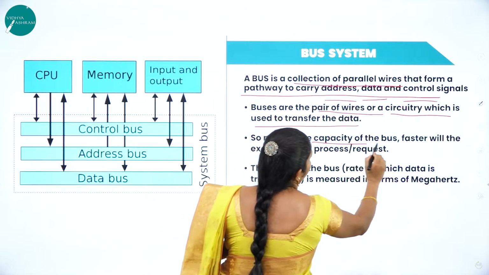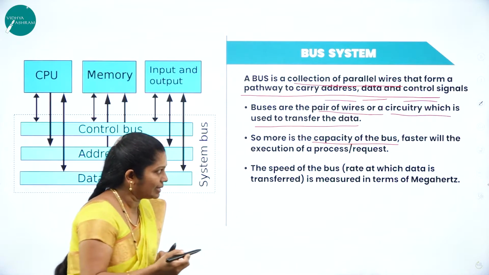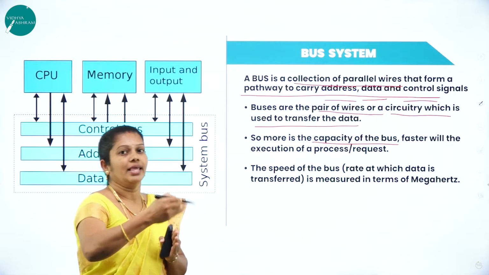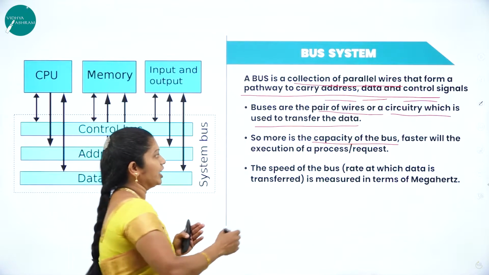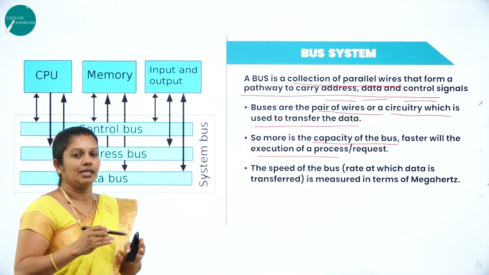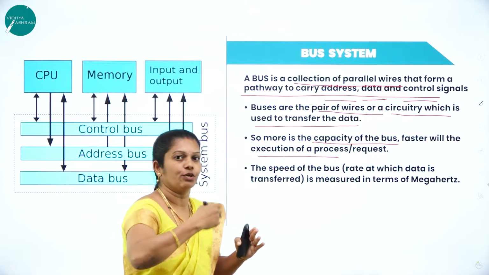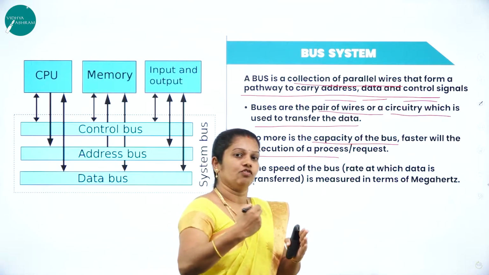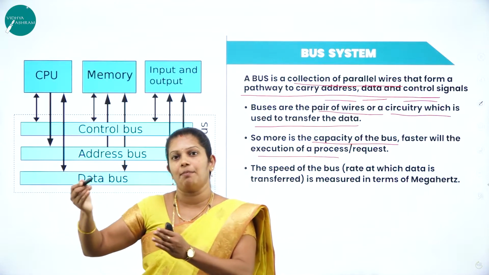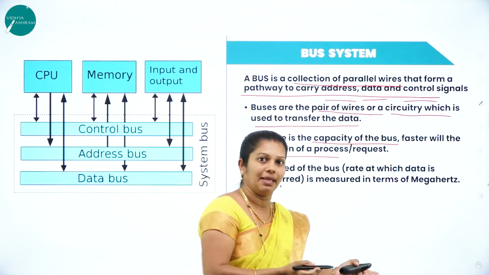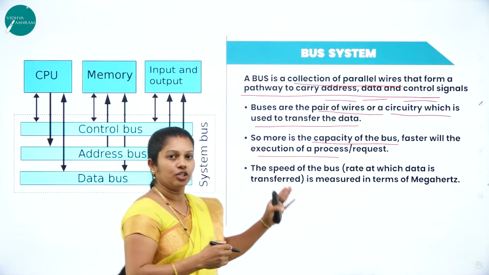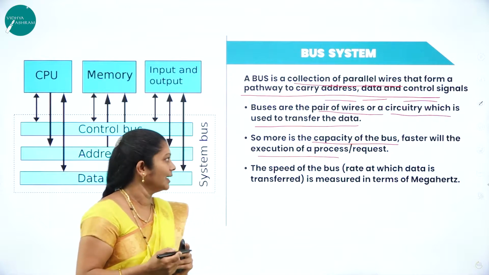It is the capacity of the bus. Depending upon the capacity, if the capacity of the bus is more, then obviously the execution of the process also increases. For example, if a bus can transfer more people, then in a limited time we can transfer the people from one place to another place. In the same way, if the bus capacity is more, obviously the execution process is also fast.